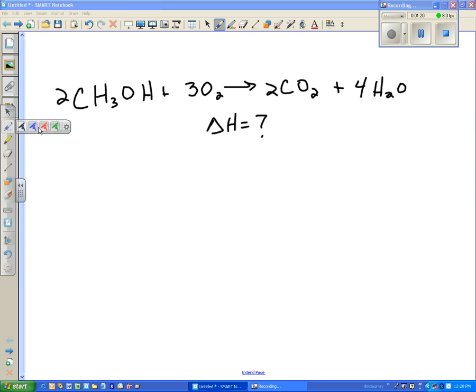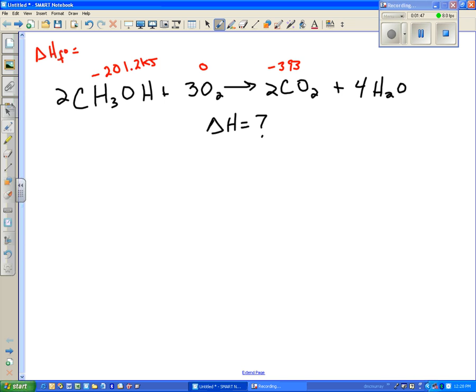Perhaps I will change colors and say the heat of formation, delta H, with an F and a little degree sign, equals. Now for the CH3OH, it happens to be a negative 201.2. Oxygen is in its standard state, so it's 0. CO2 is negative 393.5 kilojoules. And water, we would assume leaves in the gas phase, which makes a difference. You do have to look it up in the gas phase, and it's negative 241.82 kilojoules.